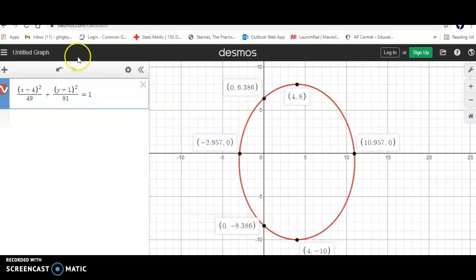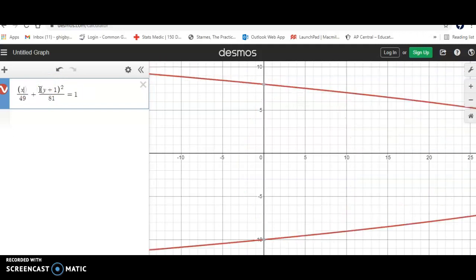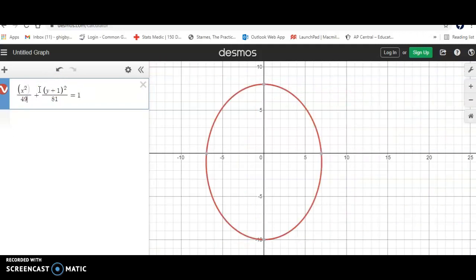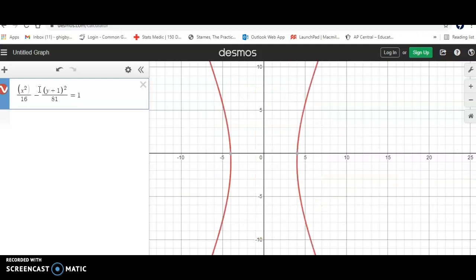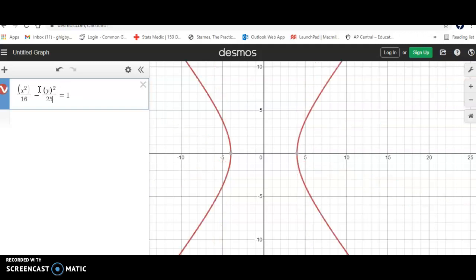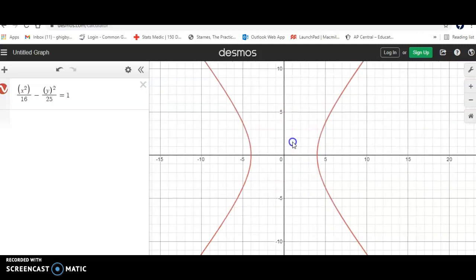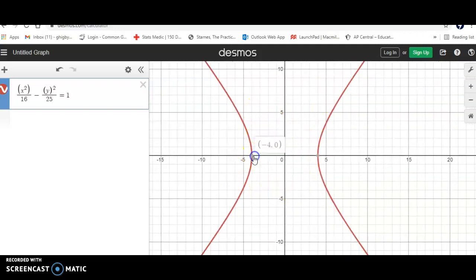There's nothing wrong with using the tools that we have. Oops. X squared over 16. Change that to a minus. Y squared over 25. And right now it doesn't look the same because an actual graph would not show you the box and those asymptotes. They're called slant asymptotes for anybody that's curious.